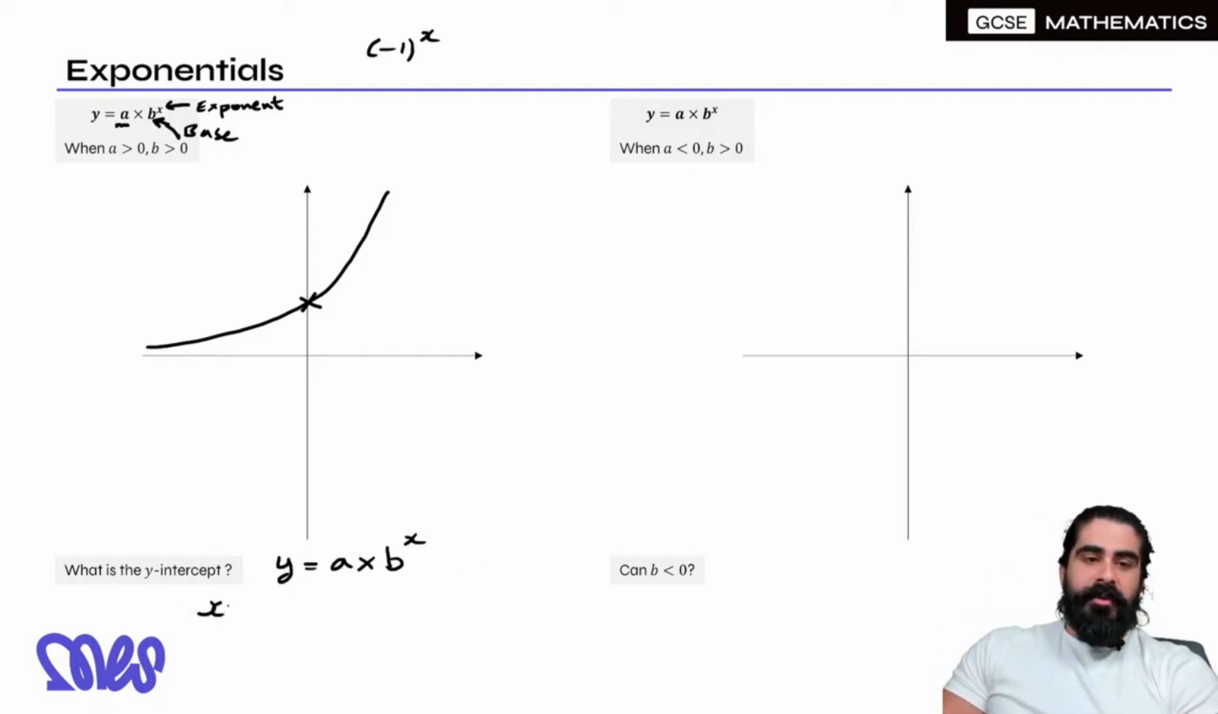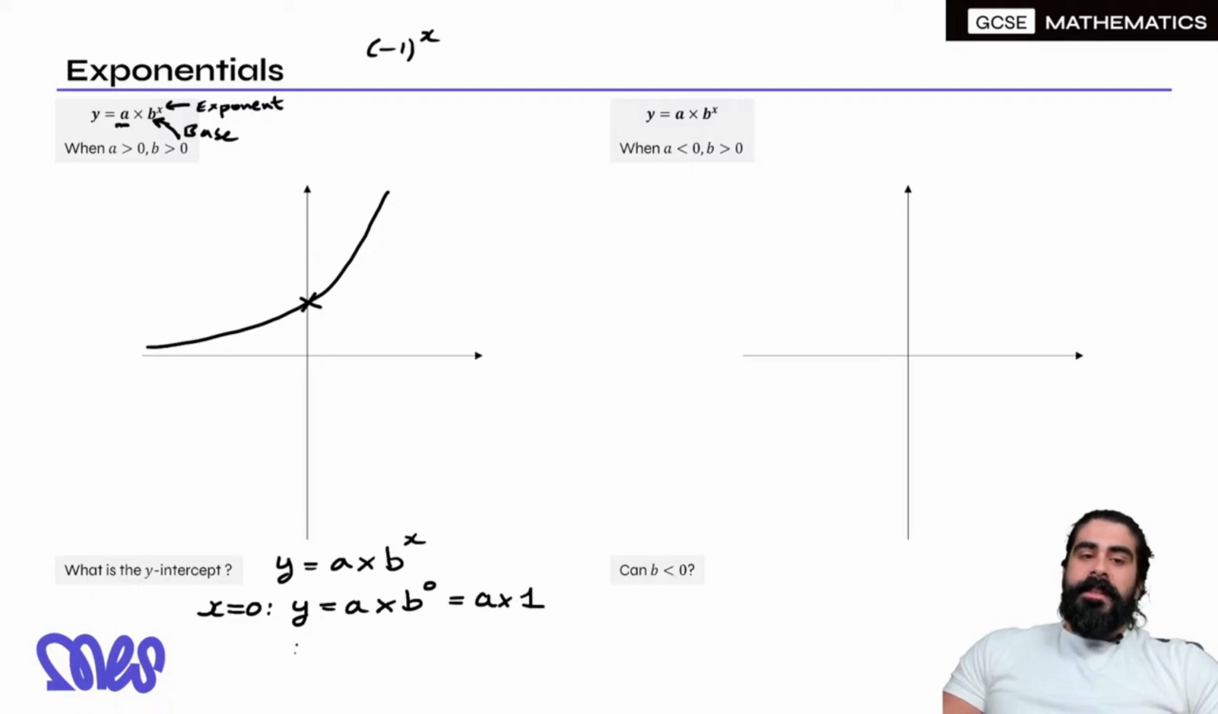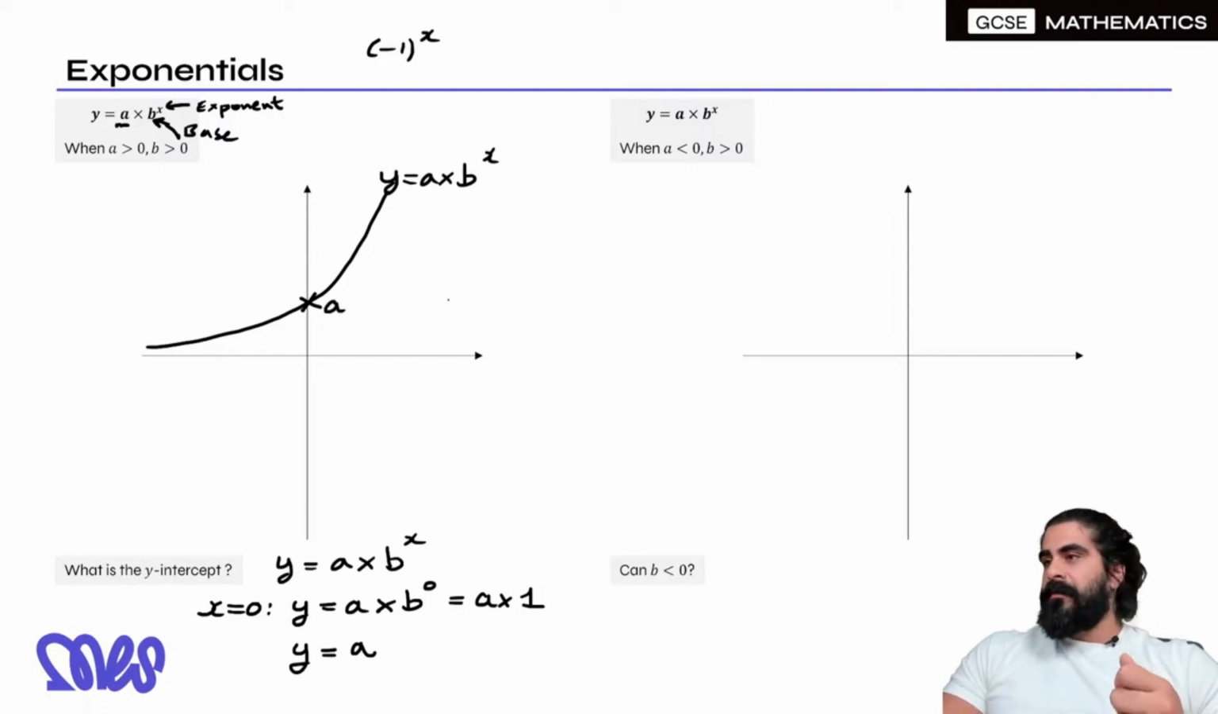When you make x equals 0 here, you get y equals a times b to the power of 0. So it's a times 1. So in this case, y equals a times 1, which is a. Yeah, good guys. So actually, in this example, for y equals a times b to the power of x, it crosses the y-axis at a.